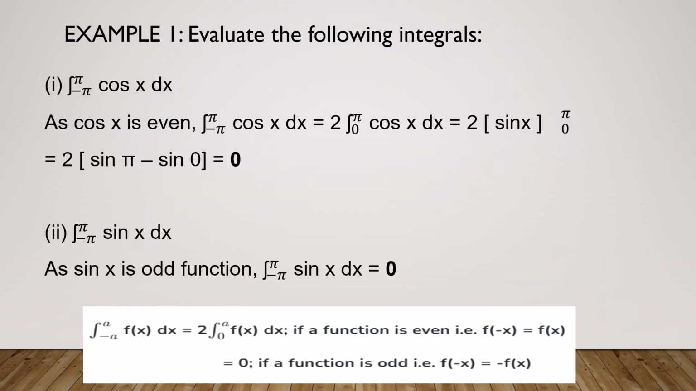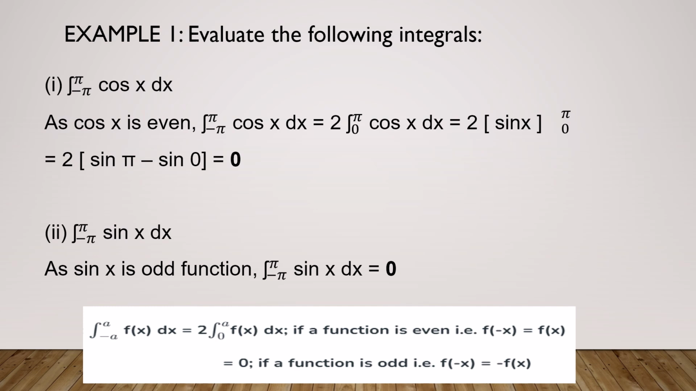So the first example, we have to evaluate the following integrals. In this, we are going to use the property: integral from minus a to a of f(x) dx will be equal to 2 into integral 0 to a f(x) dx if the function is even, and it will be 0 if the function is odd. Now even function means f of minus x and f of x are same. And odd function is f of minus x is minus of f of x.